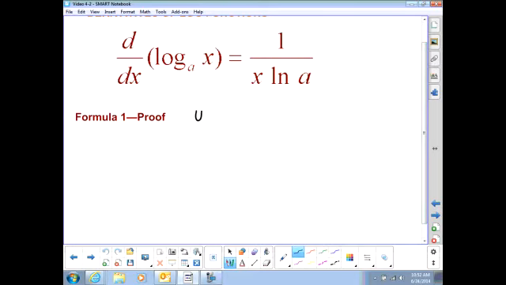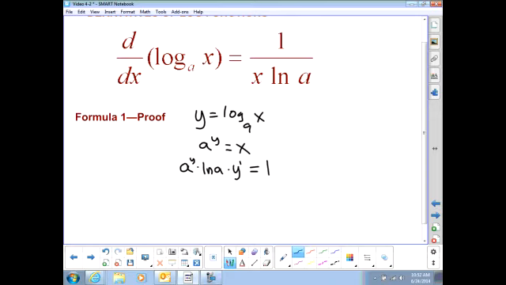Let's say we had y equals log base a of x. We know with logs we can switch back and forth between log and exponential form. If we switch to exponential form, this becomes a to the y equals x. And this is something we have a derivative rule for. A to the y is just an exponential. So its derivative will be a to the y times ln of a. And then we need times a y prime, because we did a derivative with a y. And that's equal to 1.